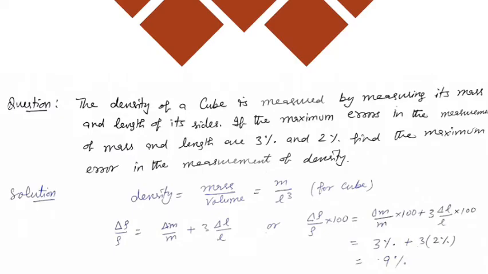Next question with you. The density of a cube is measured by measuring its mass and length of its sides. If the maximum errors in the measurement of mass and length are 3% and 2%, find the maximum error in the measurement of density. So density is given by mass upon volume. Volume of a cube, if you are taking, this is L cube. So I can write the formula for the density is mass upon L cube.